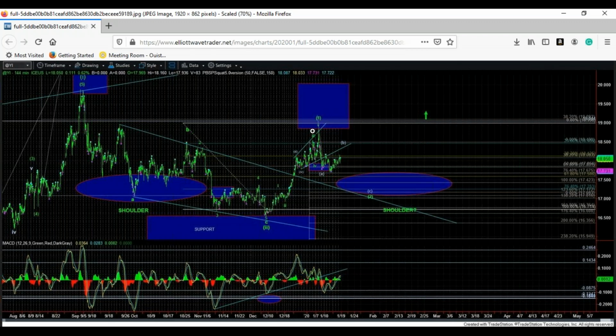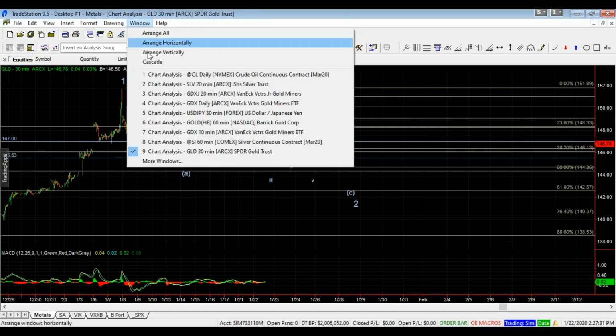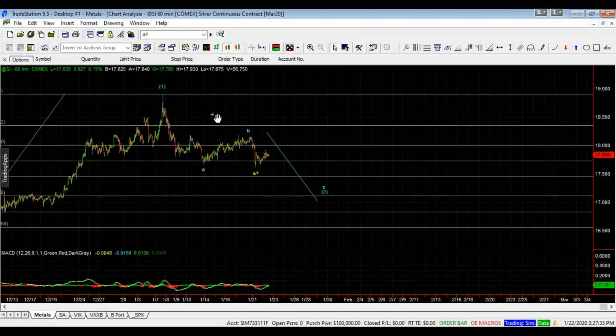Again, 1, 2, 3, 4, 5, a decent little clean 5-wave move up, and then an A, and then a B, and then a C. So we're looking for a C wave down towards the 17-ish area prior to breaking out. Let me pull up the smaller time frame on silver. We can see how that looks.